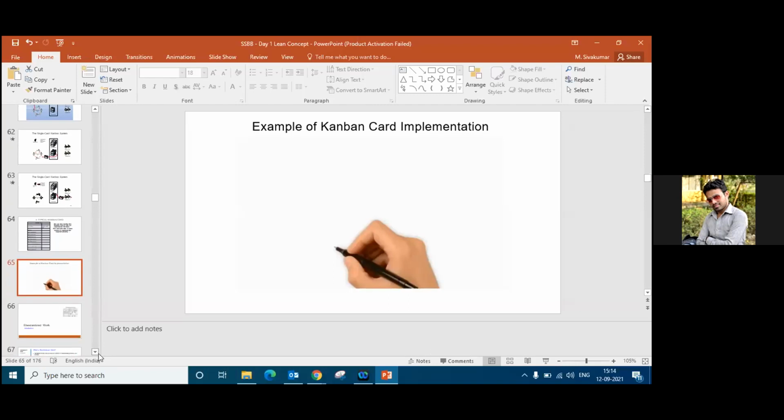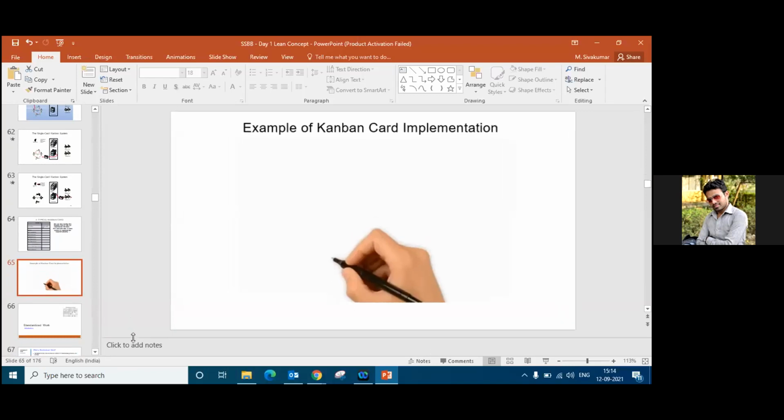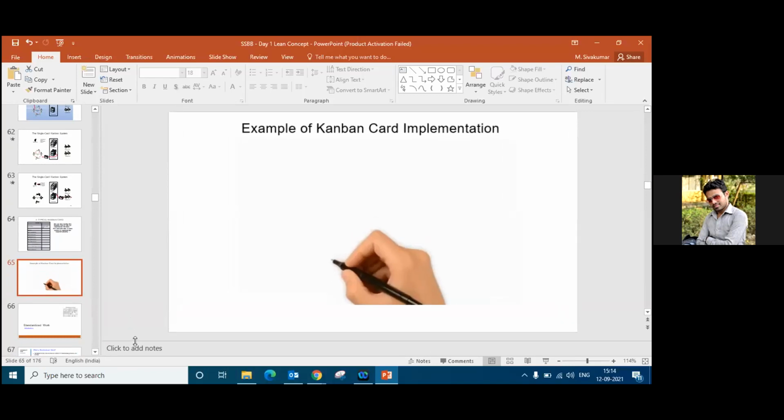Sir, we should avoid the wait time also. For example, in the video you played, the requirement was already empty. So what about the wait time? If the bin is empty and not filled up, it creates a waiting time. Is that your question? Yes, sir.